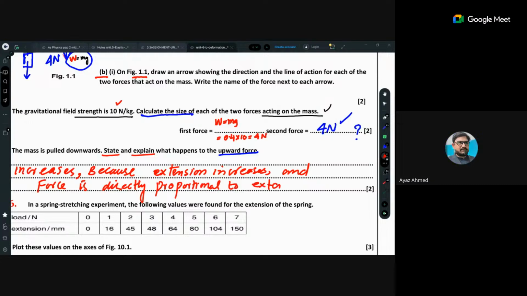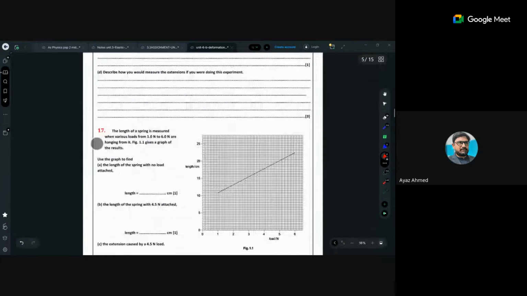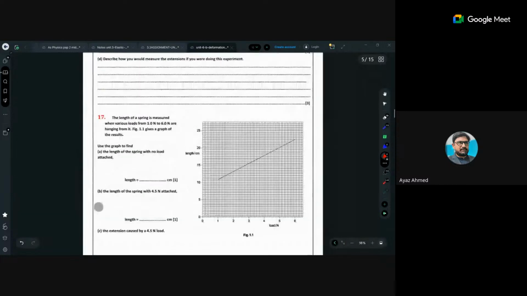Yes. If you increase the extension, your force would be increased, and so we are going to justify our logic or our answer.